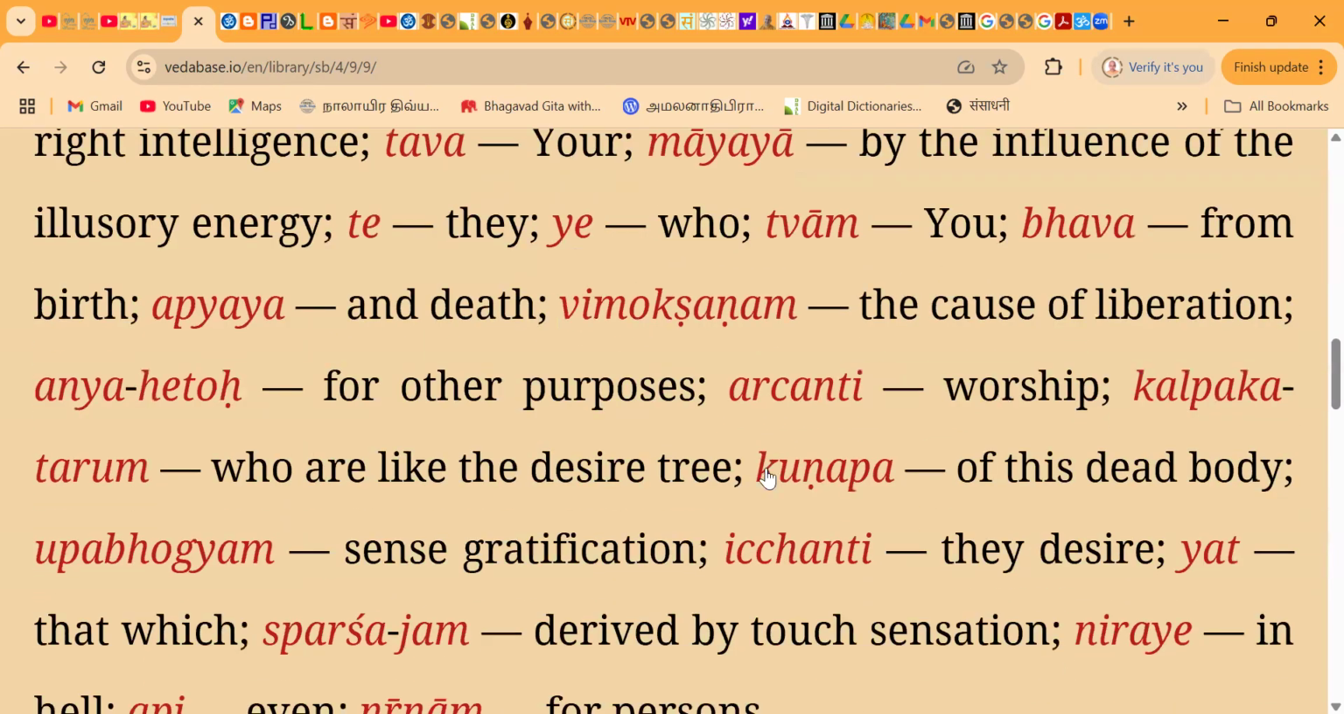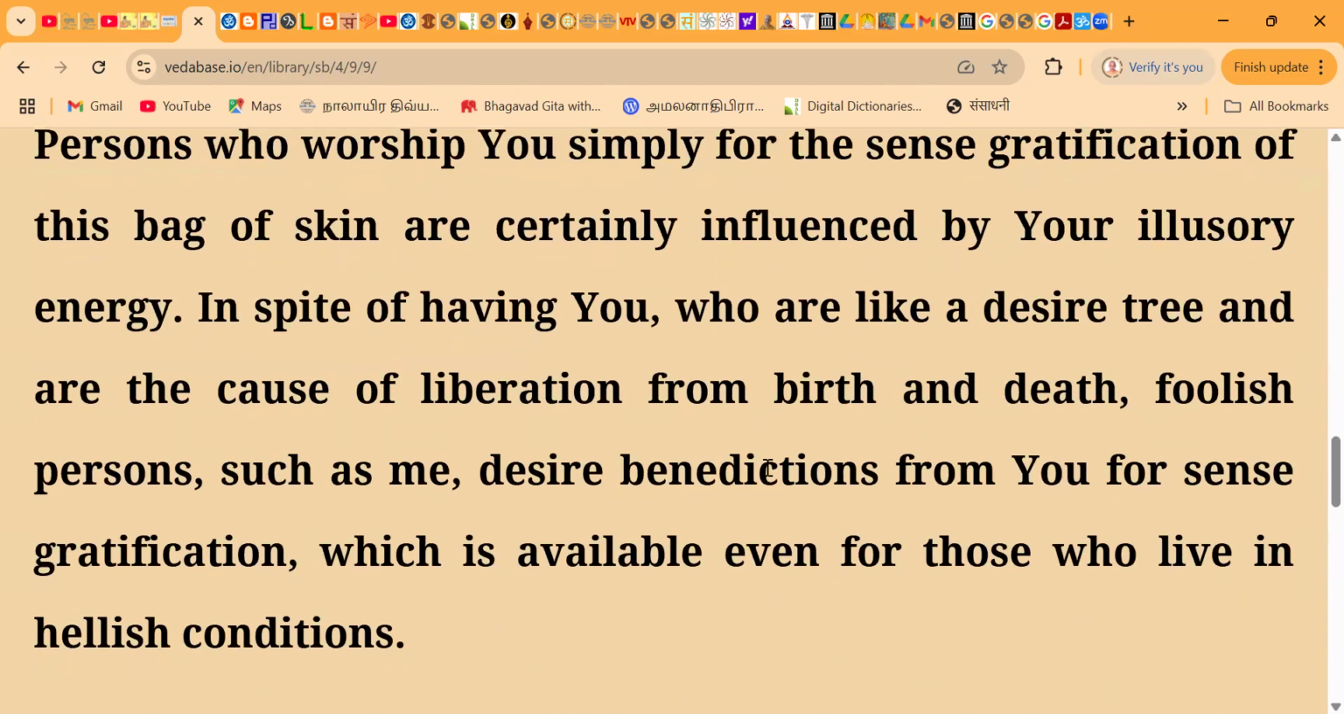Translation: Persons who worship you simply for the sense gratification of this bag of skin are certainly influenced by your illusory energy. In spite of having you, who are like a desire tree and are the cause of liberation from birth and death, foolish persons such as me desire benedictions from you for sense gratification, which is available even for those who live in hellish conditions.